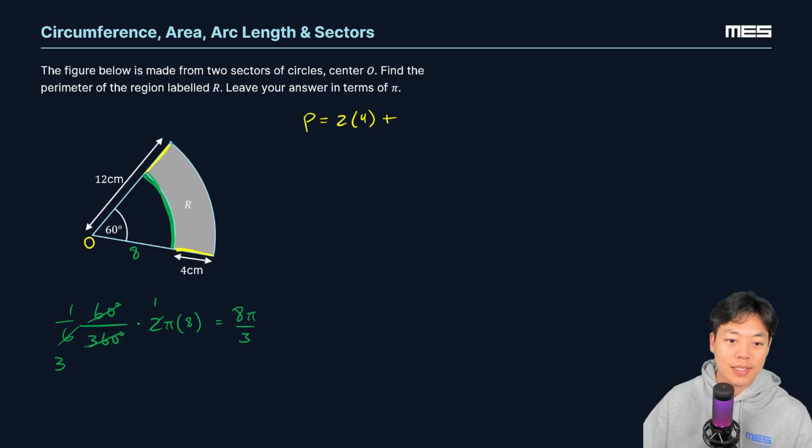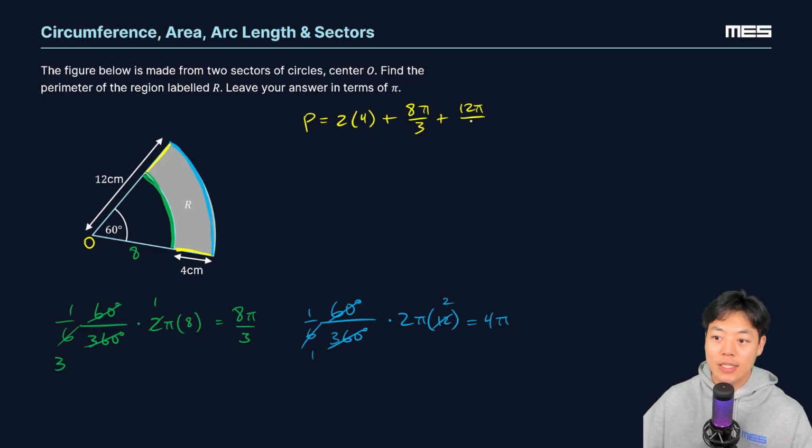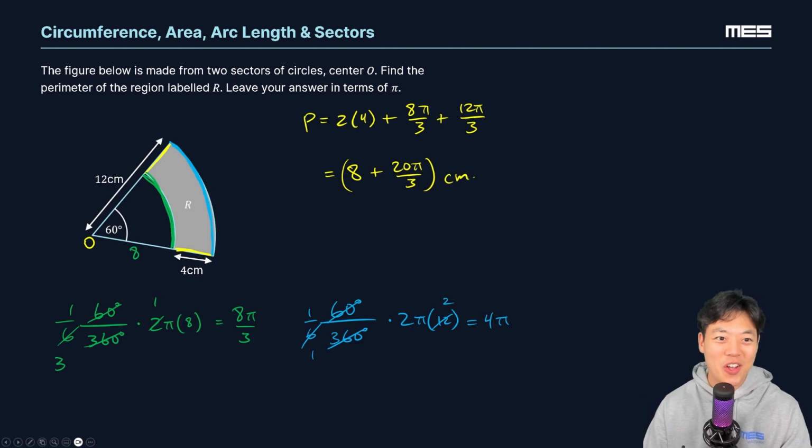Now let's figure out this outer arc right here. That radius is 12, and we'll use the same pattern. 60 degrees divided by 360 times 2 pi, radius of 12. So this is still 1/6, and guess what? 6 goes into 12 twice, so 2 times 2 pi is 4 pi. So if we add these up here, I'll have plus 8 pi over 3 plus 4 pi, but I'm going to rewrite that as 12 pi over 3 so I can combine like terms. So I have 8 plus 20 pi over 3, and all this is in centimeters. So I hope this helped you understand circumference, arc length, area, and sectors a little better.